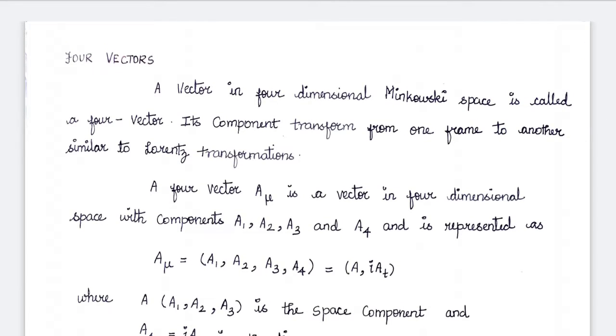In this video, let us learn about 4 vectors. Before knowing what a 4 vector is, let us know what Minkowski space is. In general, to describe a point or an event, we need 3-dimensional space.